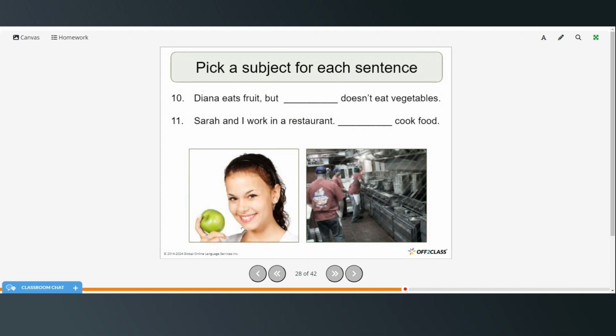Here's some additional practice. So Diana eats fruit, but she doesn't eat vegetables. Sarah and I work in a restaurant. We cook food.